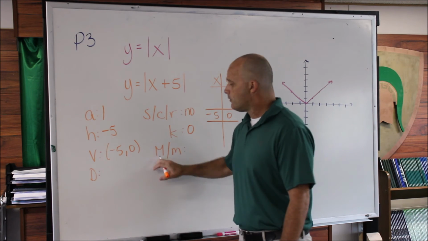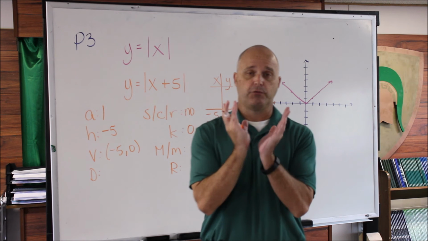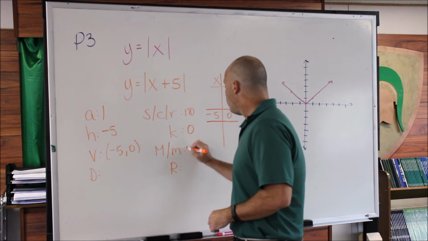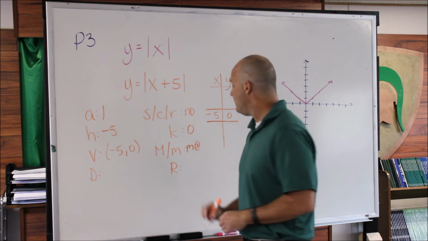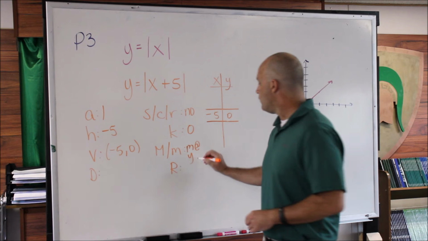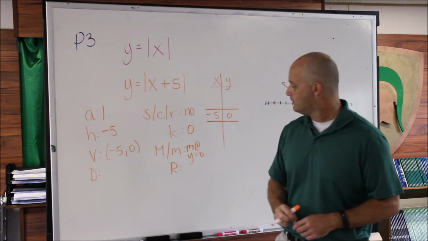Now again, for maximum and minimum, our graph has an a value of 1, which means it's going to open up, which tells us that we're going to have a minimum point this time, and that minimum point is going to be again at our k value. So the minimum is at y equals 0.